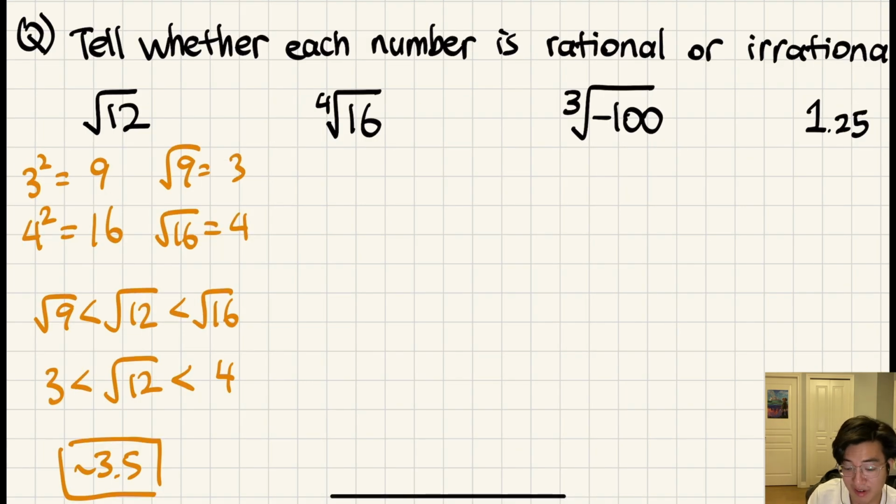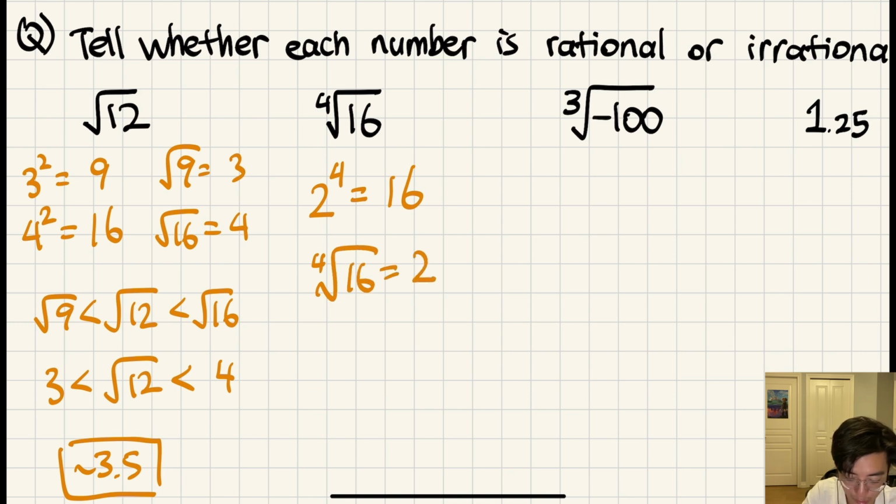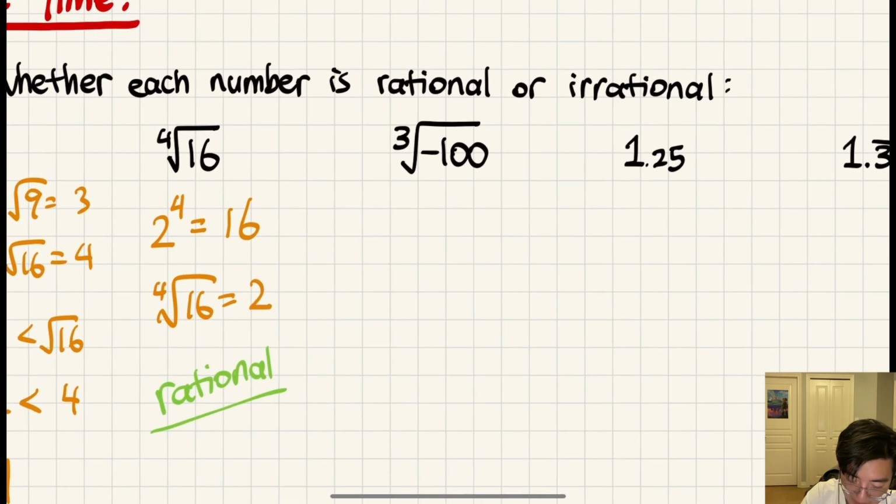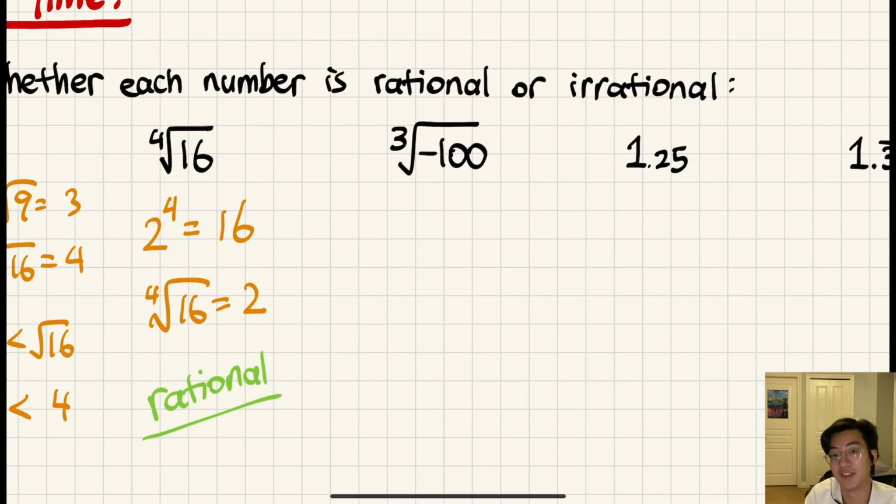Okay, fourth root of 16. This one looks irrational, but surprisingly is rational. If we just do 2 to the power of 4, we notice that that equals 16. So the fourth root of 16 equals 2. Because 2 is just 2, there's no ugly decimals behind it. There's no infinite string of decimals that never ends. That is rational.